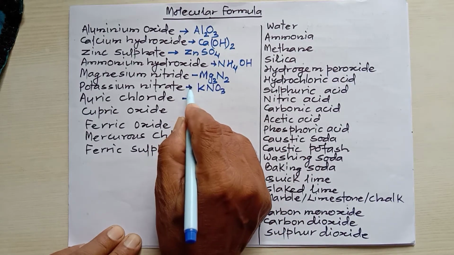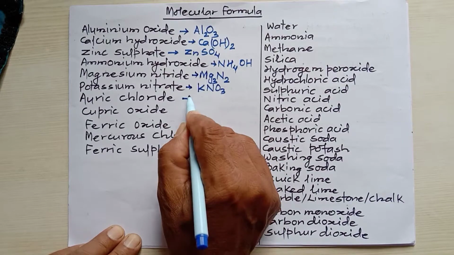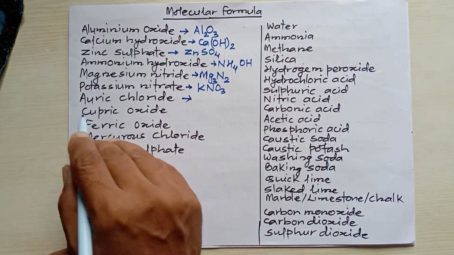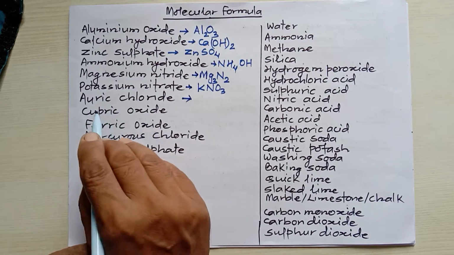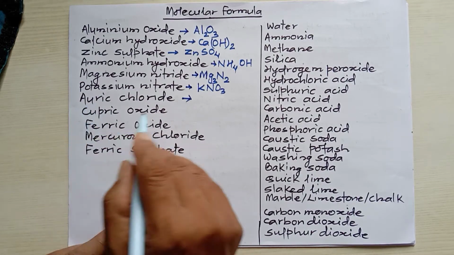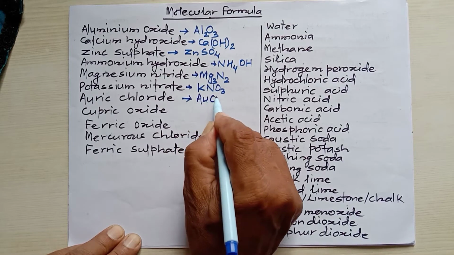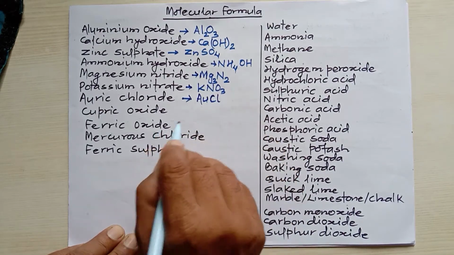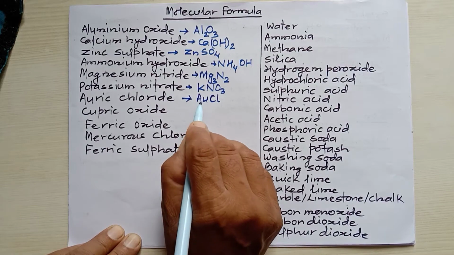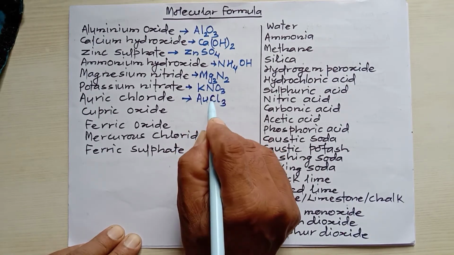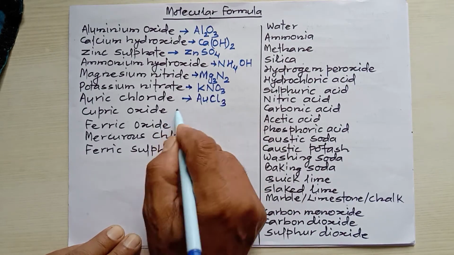Auric chloride: aurous is valency 1, auric means valency 3 of gold. This is the variable valency of gold. Auric means the valency of gold is 3 at this time. That's why Au, and chloride means chlorine is combined, Cl. The valency of gold is 3 at this time, chlorine 1, we don't have to transfer 1, so AuCl3.